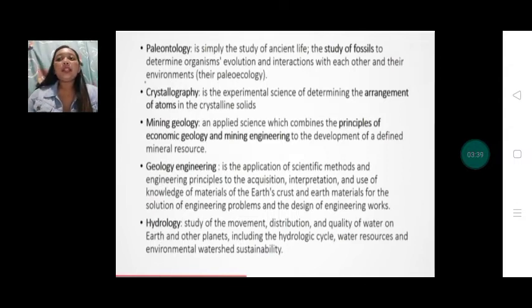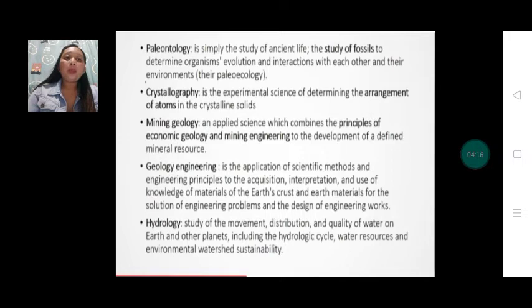So if you are planning to become a geologist, then it is important to know the scope of geology and its application: how geology is important to humans and mankind. Geological engineering is the application of scientific methods and engineering principles to the acquisition, interpretation, and use of knowledge of materials of the Earth's crust for the solution of engineering problems and the design of engineering works. And then the last one is hydrology.